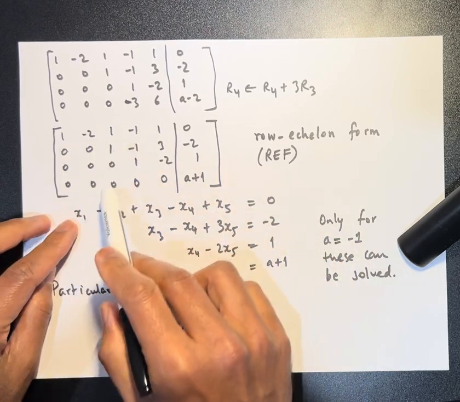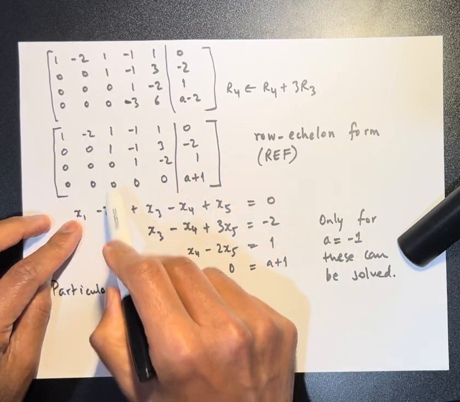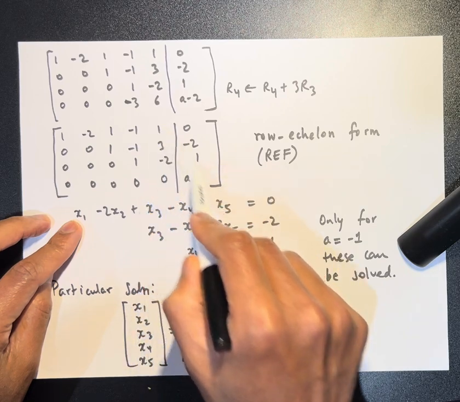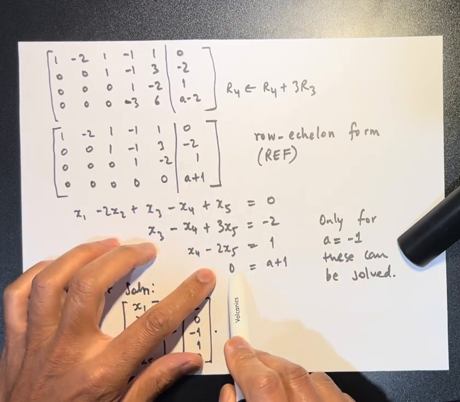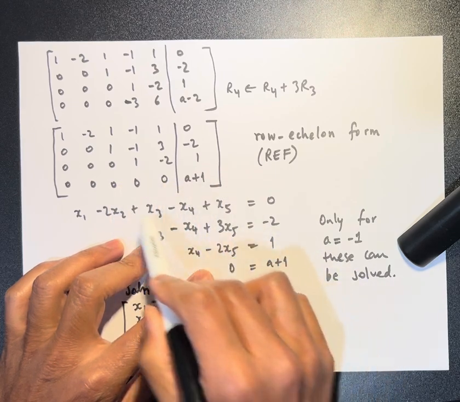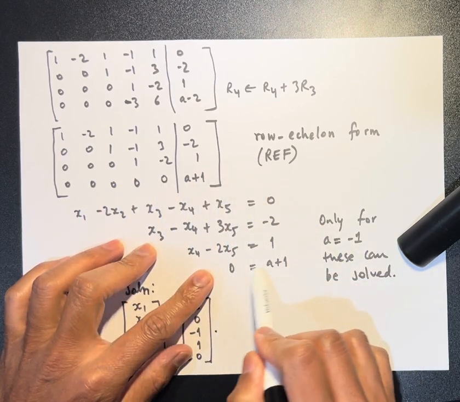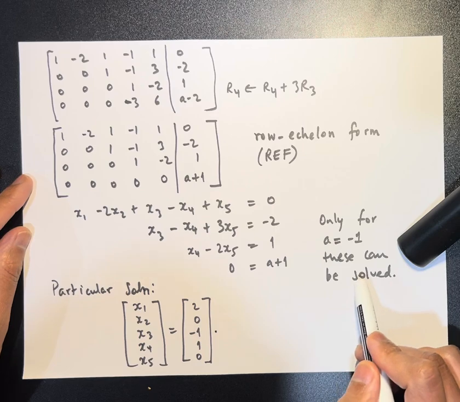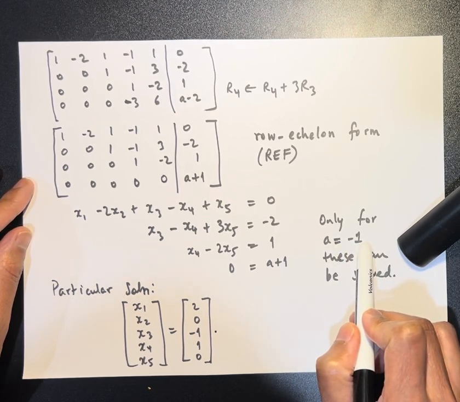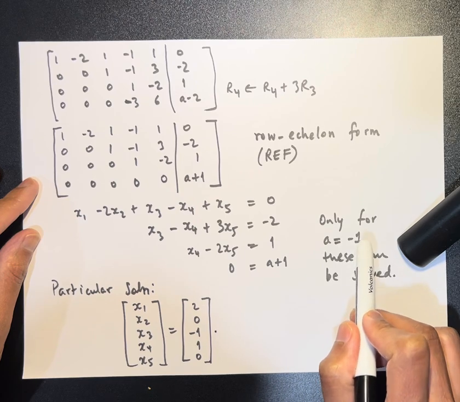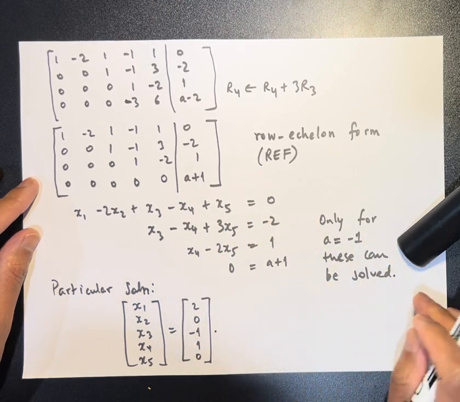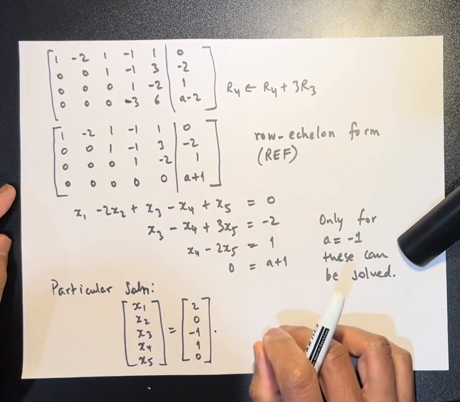We are taking this augmented matrix. This is just x1 minus 2x2 plus x3 minus x4 plus x5 equals 0, and the other equations also come. The only interesting thing is the last one, there is no variable, it just says a plus 1 is 0. So the system of linear equations can be solved only for a equal to minus 1, because a plus 1 has to be 0, so a has to be minus 1. That's the only case for which we can solve this system of linear equations. So far so good.